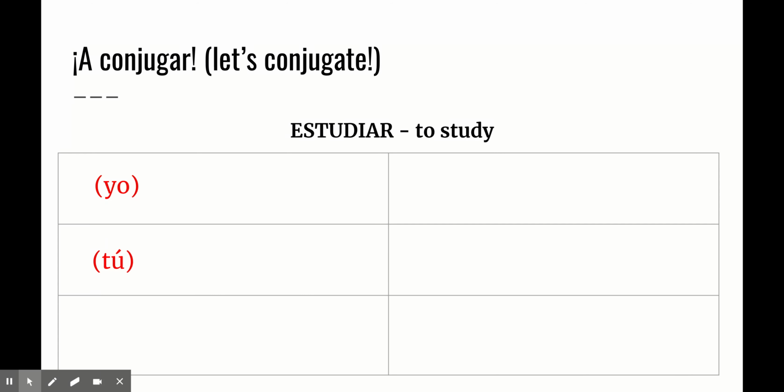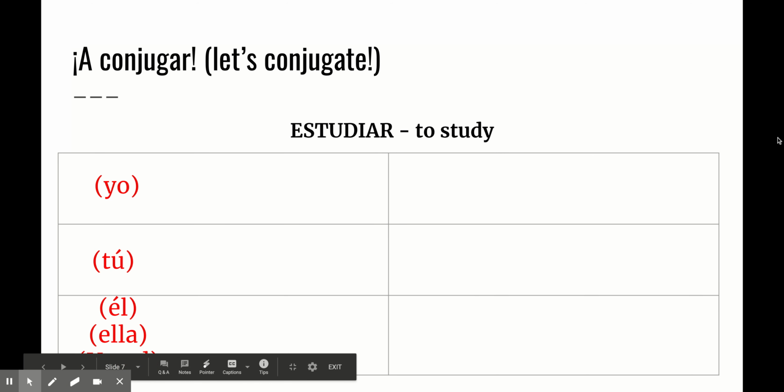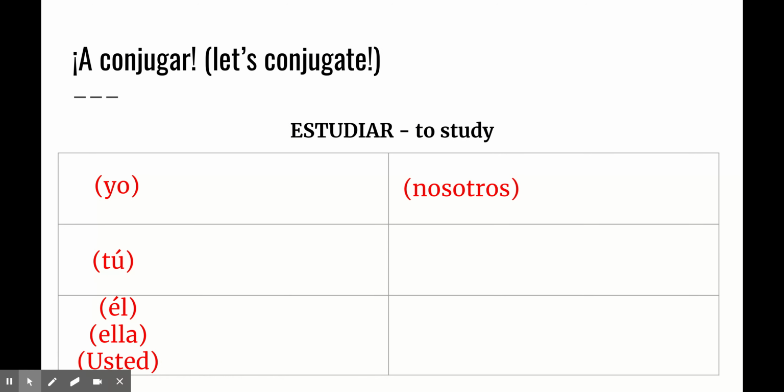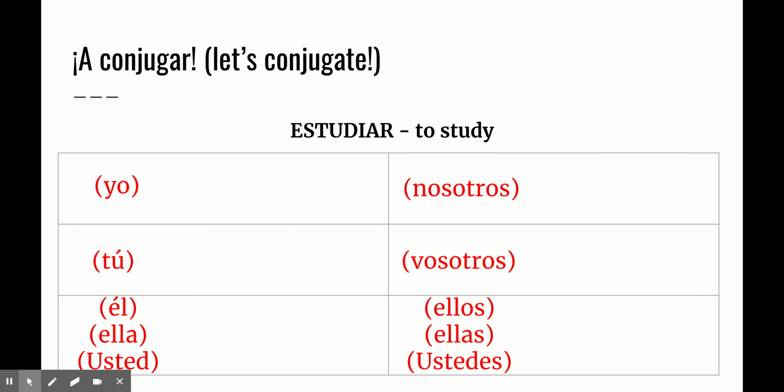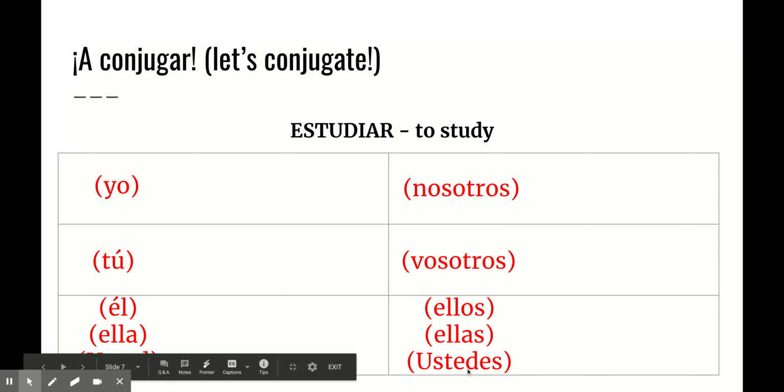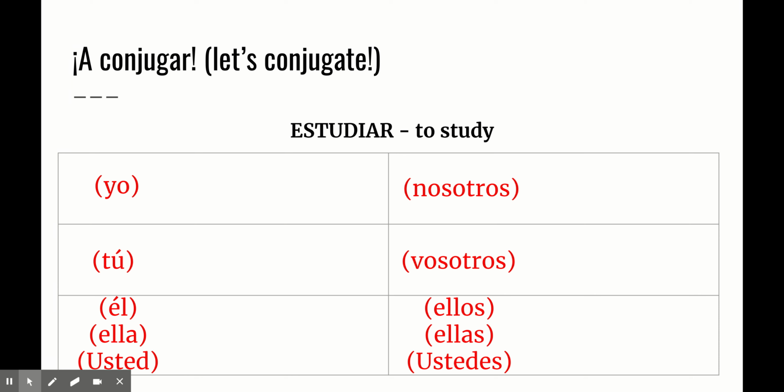You, informal. Up, down, or at the bottom over here, él, ella, usted: he, she, you formal. I got nosotros, that means we. I got my vosotros, that's my you guys in Spain. And I have my ellos, ellas, and ustedes, my they's and my you guys, right? Don't get these things confused, guys. So we're starting off with those so that we remember who's the person we're talking about here.